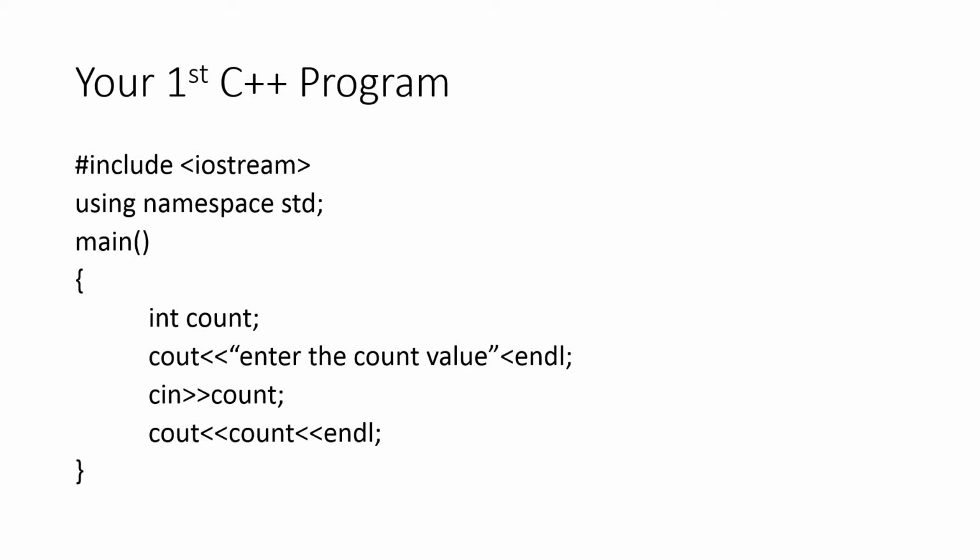In C++, we make use of cout and cin instead of printf and scanf, which we use in C language. To use this, we include C++ header called iostream.hpp. We don't need to mention the extension of the header file here.